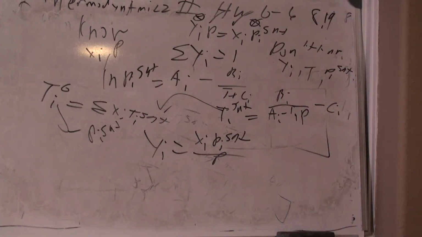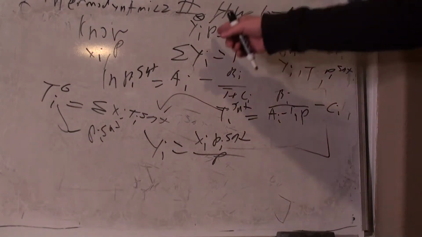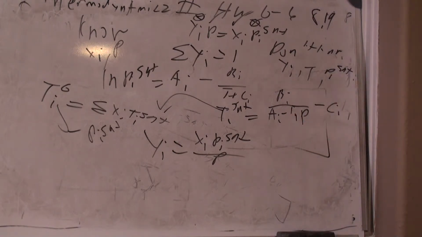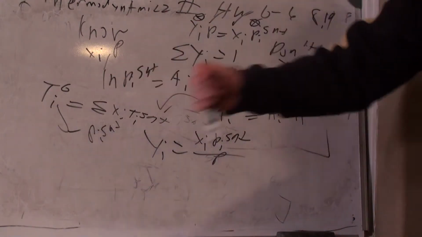So do I have or know everything in there? I don't know everything, but I have a value for yi, I have a value for pi, I have a value for xi, I have a value for pi sat. And so once I have a value for everything, I ask myself, what's the first thing I guessed, what's the first thing I got a value for? And that was t.